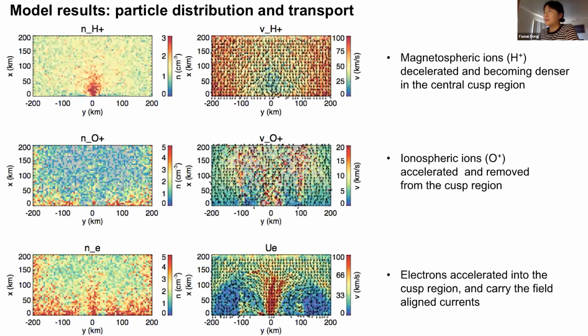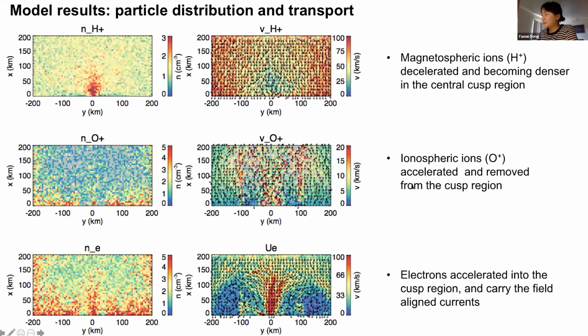So if we look at the particle distributions and the transport from the model, first, this is the magnetospheric protons coming from the upper boundary. If you look at their velocity, you can see that they are significantly decelerated in the central cusp region, and their density becomes higher in this region. For the ionospheric ions, the oxygen ions coming from the lower boundary with very small velocity, you can see they have been accelerated to up to 20 kilometers per second, and they are removed from the central cusp region.